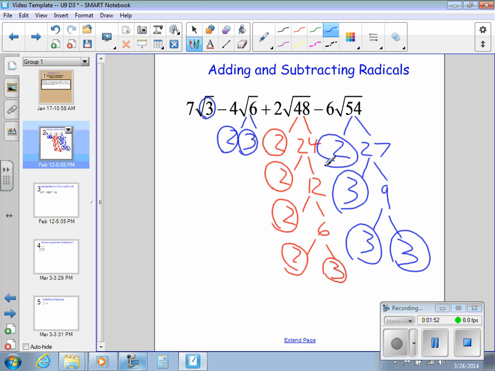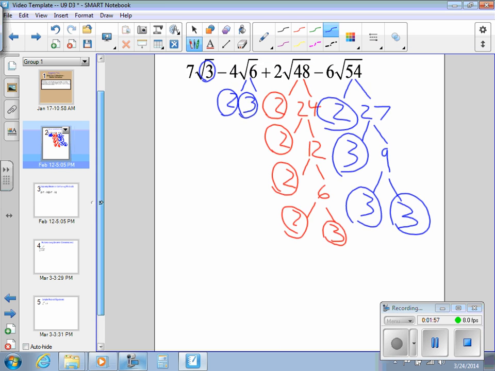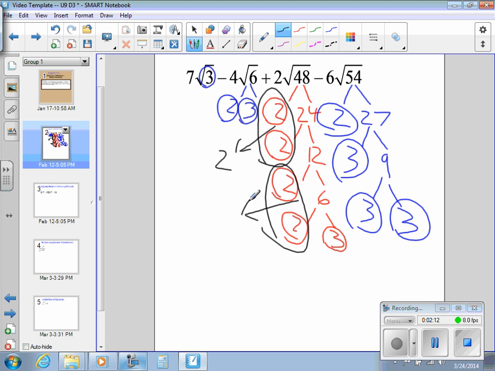Okay. 2 times 3, we don't have any sets of 2 there. How about here? Well, there's a set of 2 2's right here. So its square root is 2. Another set of 2's here. Its square root is 2. And then over here, we have a single set of 3's, and its square root is 3. So let's take a look at what we have.